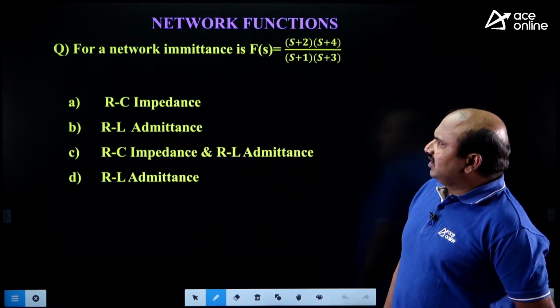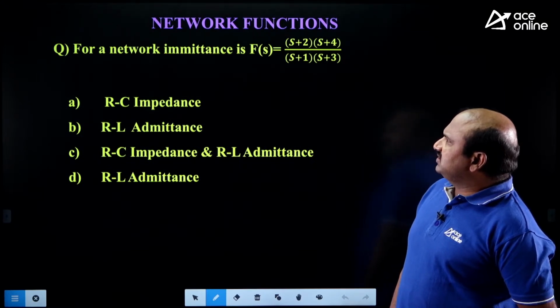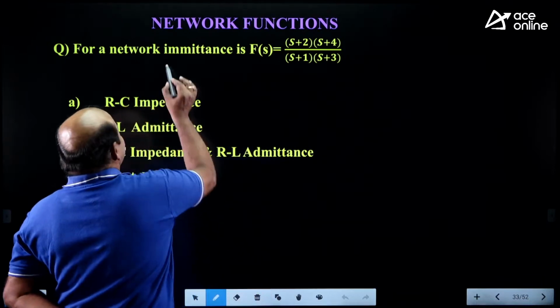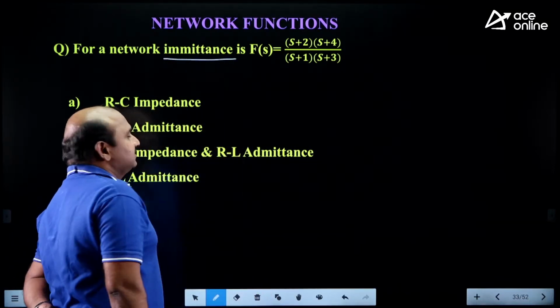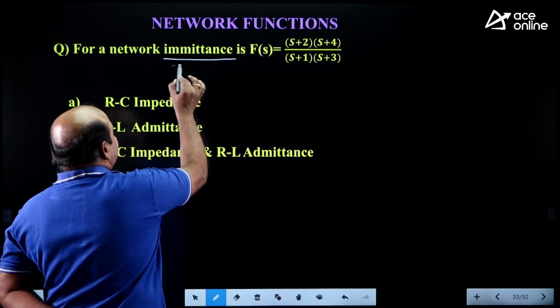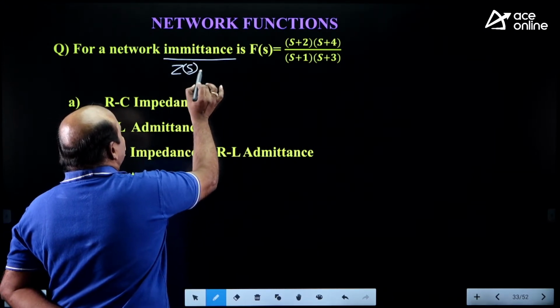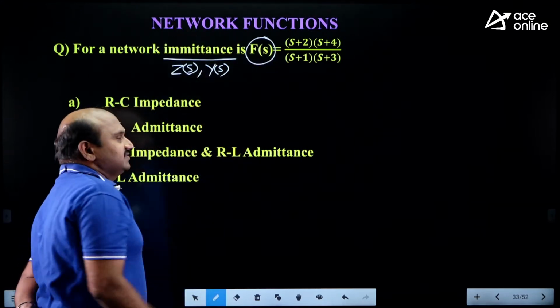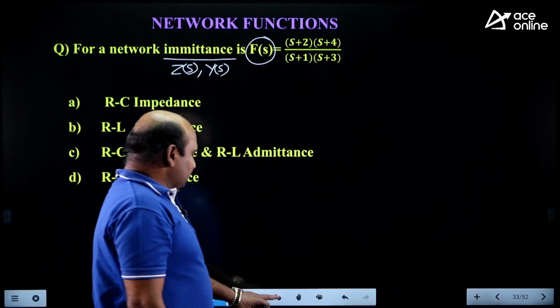See that, a network immittance is immittance. Just now we have discussed impedances, yes or no? Impedance means what? It can be either impedance or admittance. That's why F of s was given. Now according to this, what do we need to do?